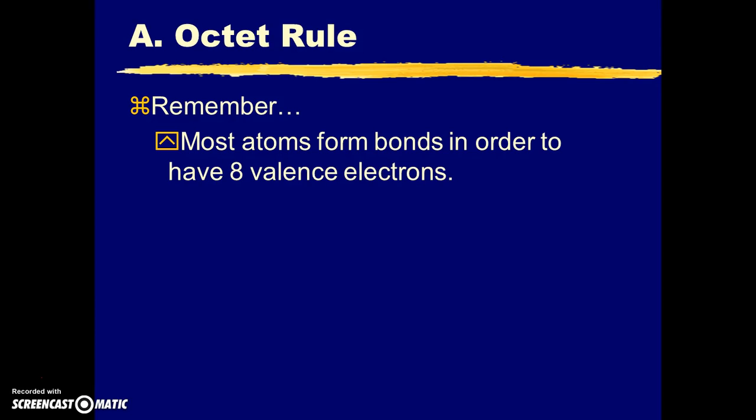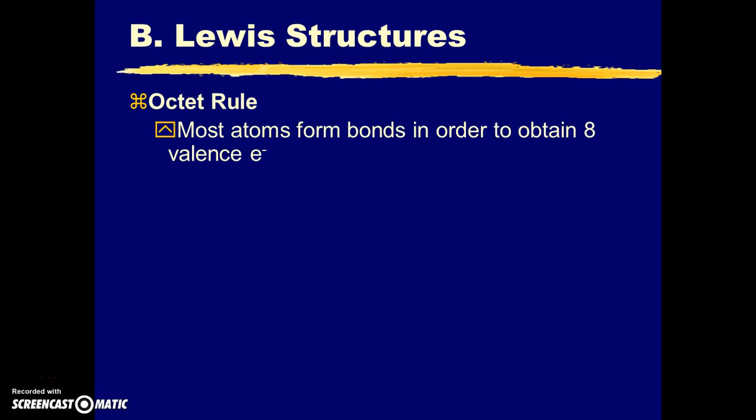Basically, atoms like to have 8 valence electrons. And so most atoms don't have 8 valence electrons, so they like to share their electrons with other atoms in order to give each one 8. It's something that we call the Octet Rule. And the Octet Rule basically tells us that atoms form these bonds in order to obtain 8 valence electrons, or at least share enough electrons so that each one has 8.